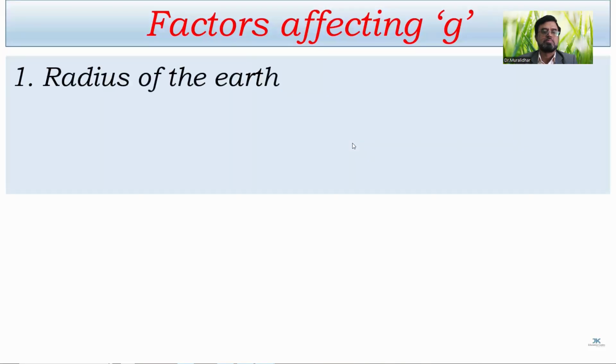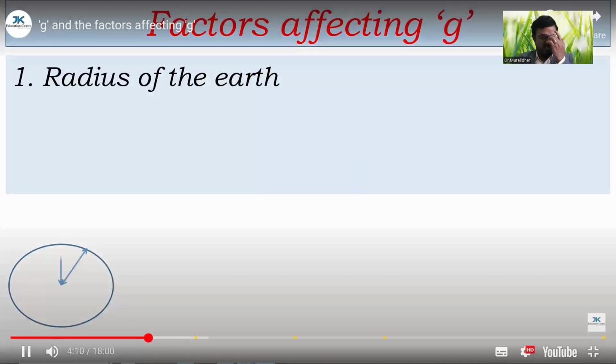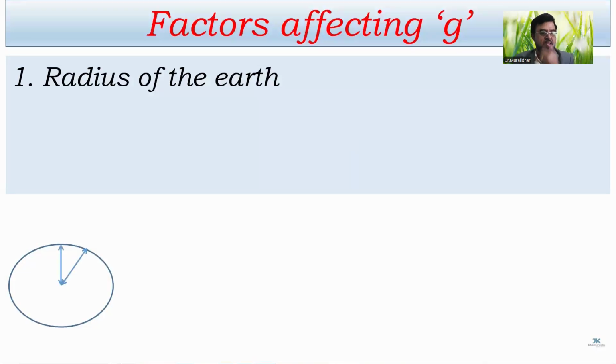Number 1, the radius of the Earth. Earth is flattened at the poles and bulged at the equator. That's why its radius is different in different places. Polar radius is less, equatorial radius is more, and accordingly the value of g also varies from place to place. We'll talk in detail about the same later.